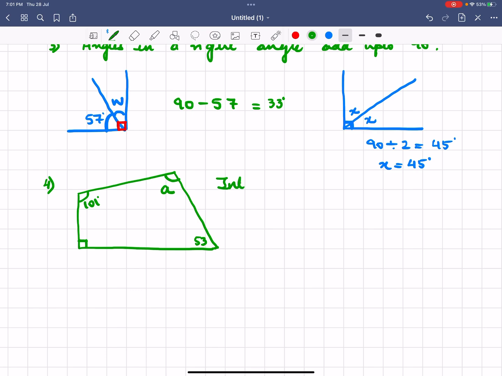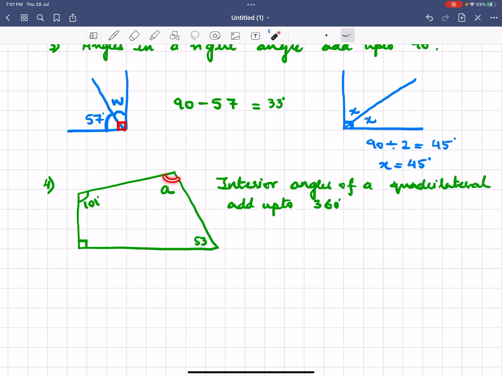Interior angles of a quadrilateral add up to 360 degrees. So since all the angles add up to 360 degrees, we can find one missing angle by adding up all the known angles, which are 101, 90 and 53, and subtracting the sum of these three angles from the total, which is 360.